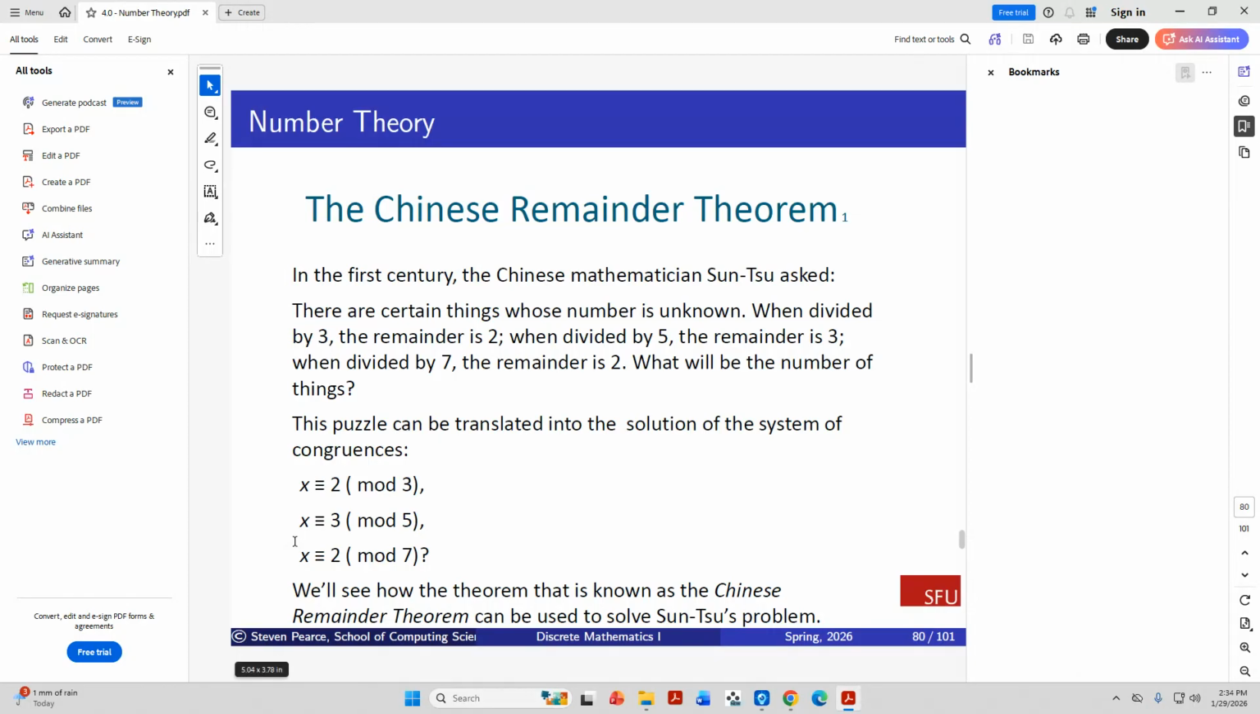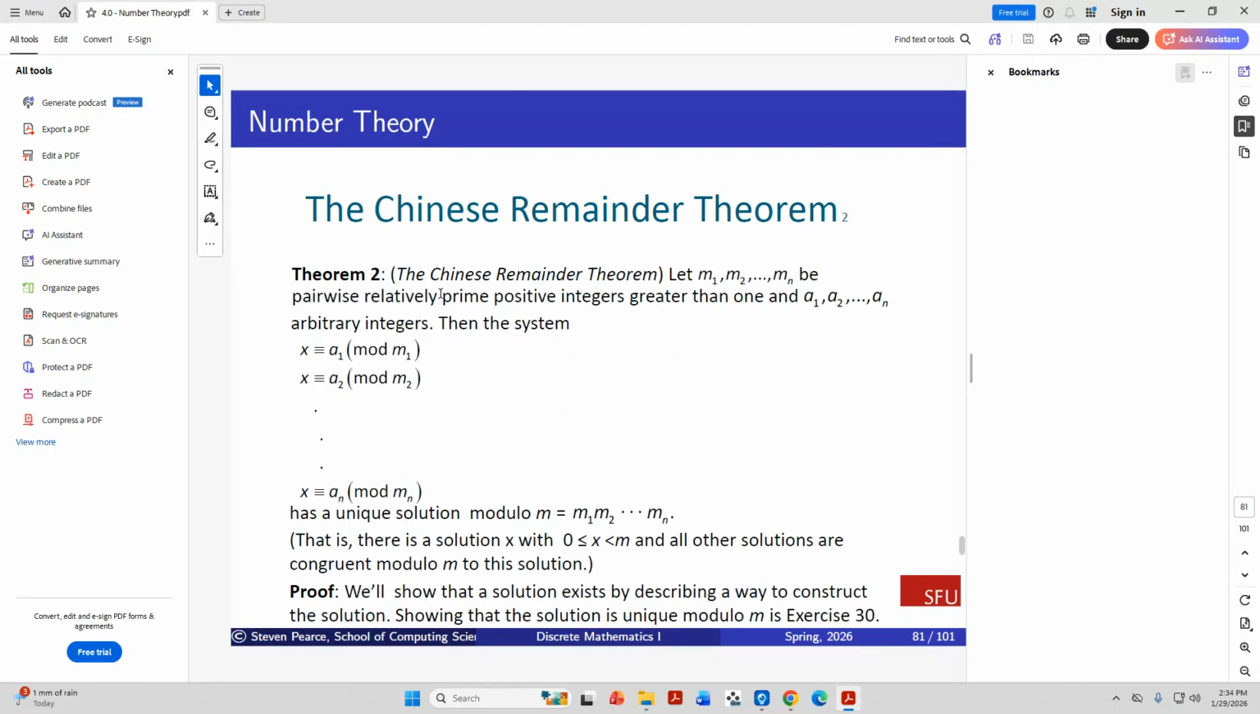It's these things. Okay, the Chinese remainder theorem allows us to solve systems of linear congruences. The Chinese remainder theorem allows us to solve for x in a system of linear congruences. Okay, this is a system, not just one, it's a system. The puzzle can be translated into the solution of the system of congruences. We'll show how the theorem known as the Chinese remainder theorem can be used to solve Sun Tzu's problem. Okay. Theorem 2, Chinese remainder theorem.